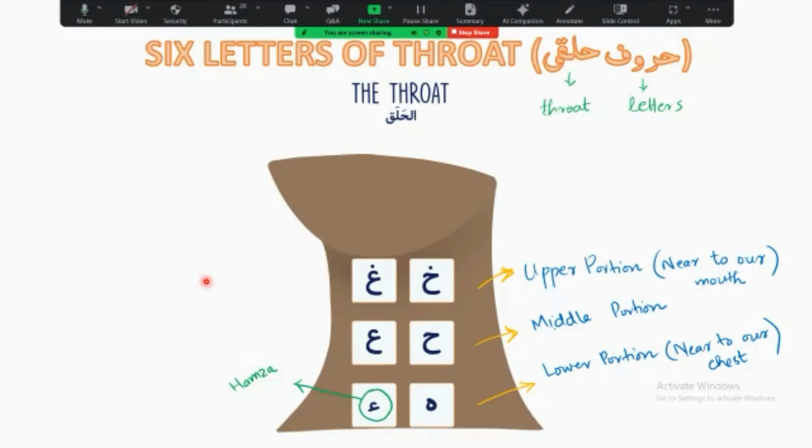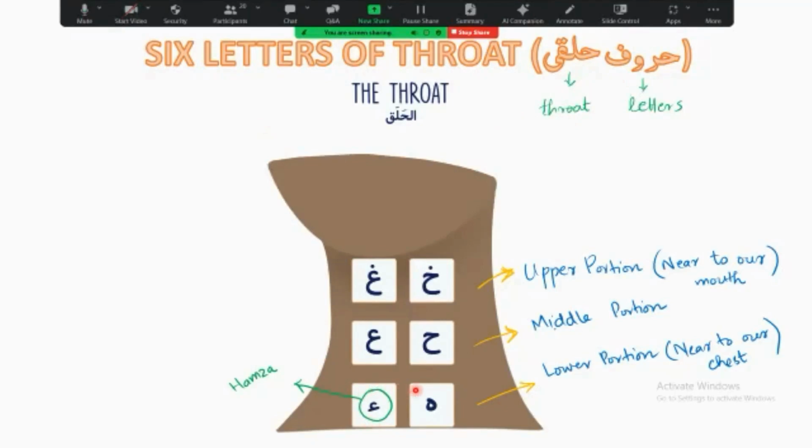The same is the case with the 6 letters of the throat, because these 6 letters are articulated from the throat. So we name them huroof halqi. Huroof means letters and halqi means throat. Because these 6 letters you see in front of you are all articulated from our throat, that is why we term them the letters of the throat, or huroof halqi. From these 6 letters, yesterday we did this Hamza, right? We did this Hamza letter.